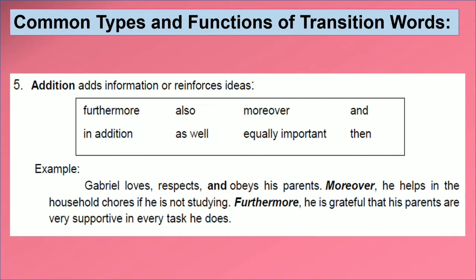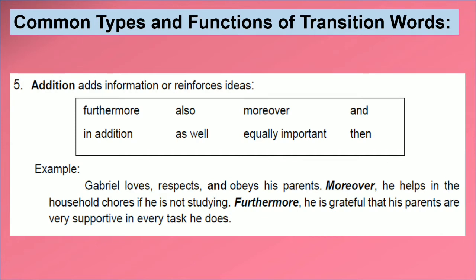Now, the fifth example of transition words are addition. So it adds information or reinforces ideas. So nagbibigay ito ng information. Example, nagbigay na ng information sa first sentence, ginamitan mo ng additional transition words. So mas binigyan mo pa ng bagong impormasyon or dinagdagan mong impormasyon kung ano yung naunang information. So examples: furthermore, also, moreover, and in addition, as well, equally important, and then.